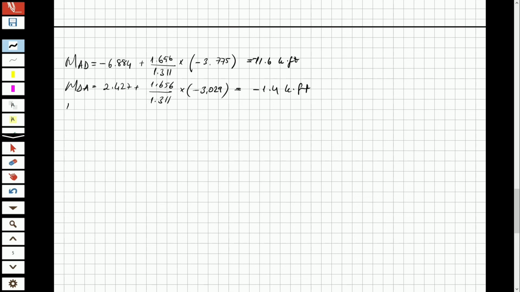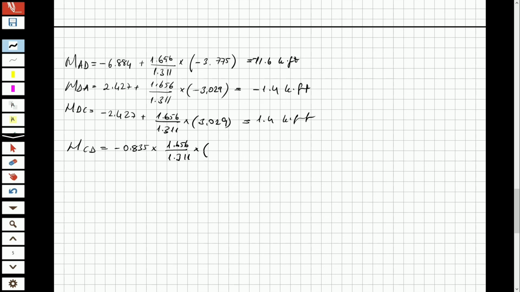And for moment DC, minus 2.427 plus 1.656 over 1.311 multiplied with 3.029, the second moment of DC, and it's going to be 1.4 kip feet. And for moment CD, minus 0.835 multiplied with 1.656 over 1.311 multiplied with 4.149 equal to 4.41 kip feet.